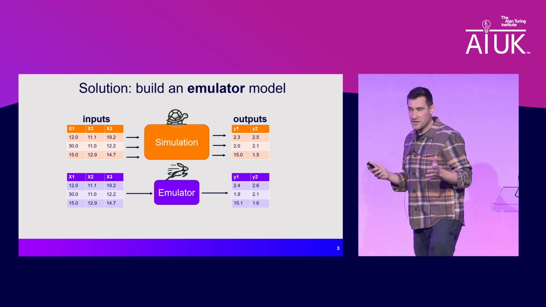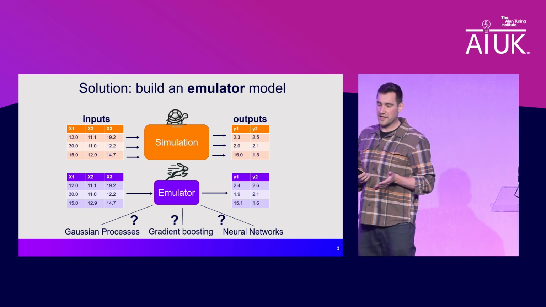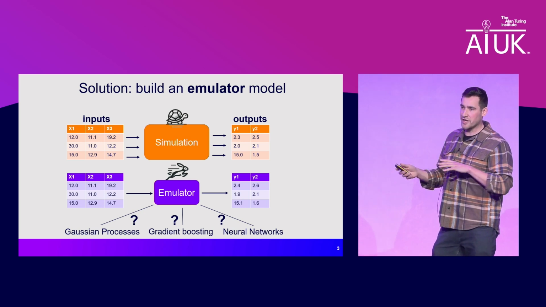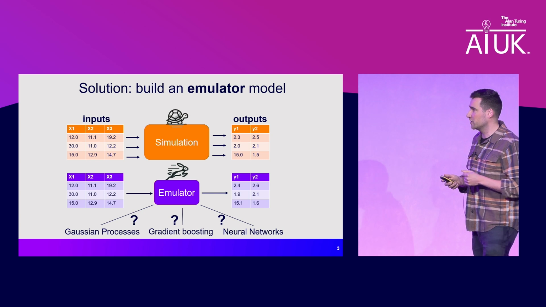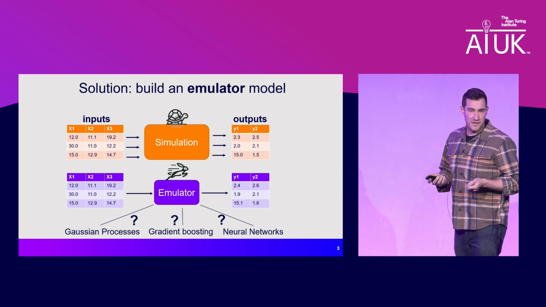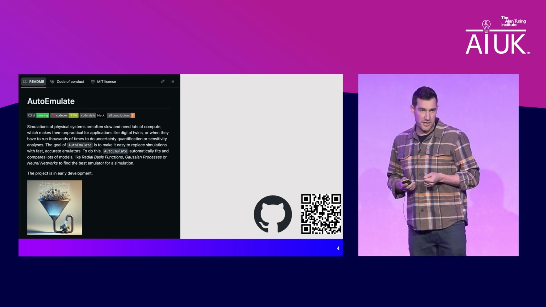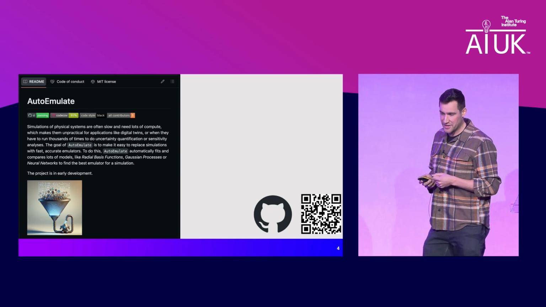And there's one major problem about this. Any model essentially could be an emulator. We go from very simple regression type models to very complex deep learning, neural network type models. And we don't know which one is actually the best emulator. And that's exactly the problem that our package, AutoEmulate, and our project tries to solve.